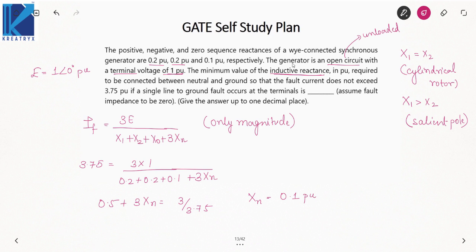0.1 pu. Okay. And always check the decimal place as well as the units. So it is asking in pu. So our answer would be only 0.1 pu. If it was asking in ohms, then we will have to convert it to actual value by multiplying it by base.